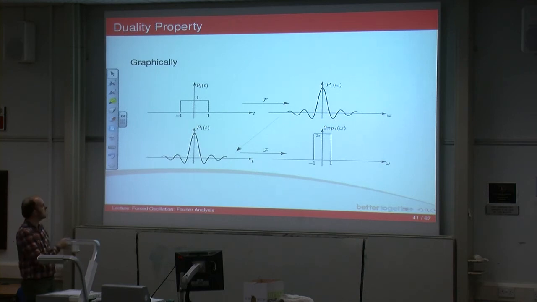You've got a pulse in terms of time. You take the Fourier transform, you get sinc in terms of omega. If you had a sinc in terms of time, which is what this is, you took the Fourier transform of that, you get back to a rectangle, but multiplied by 2 pi. That's what's called duality.